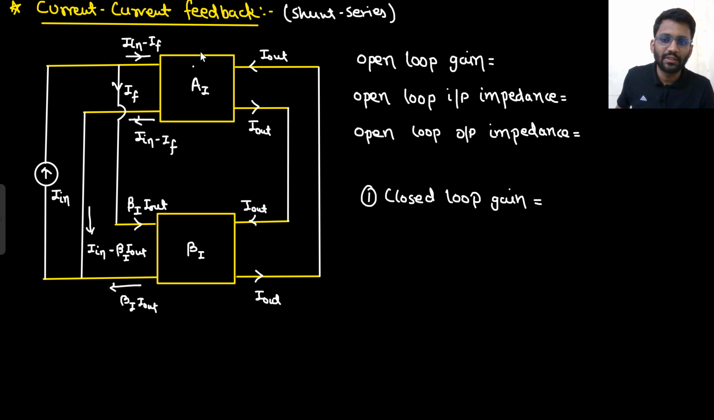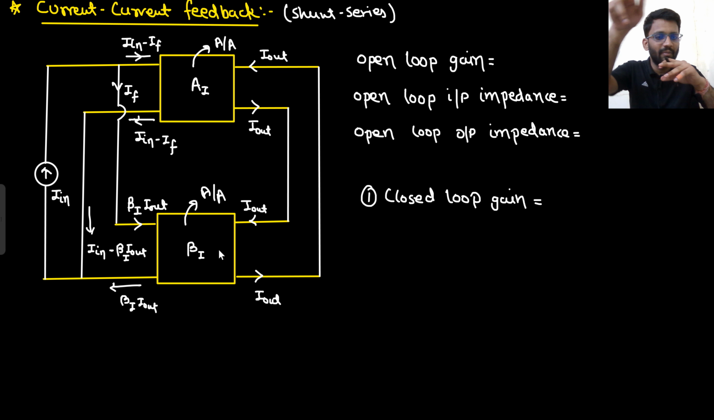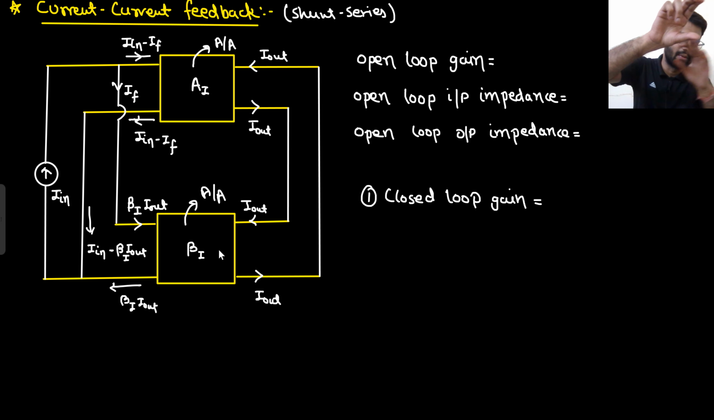And what is the unit of this? It will be ampere per ampere only. What will be the unit of this? It will be ampere per ampere only. So the I out current is sampled and converted into current only, and it is being mixed with the input. So I in minus I F current is going into the gain block, and you are getting the I out current from there. Clear? Everything is clear? Now with that, we can start making the block diagram as well.